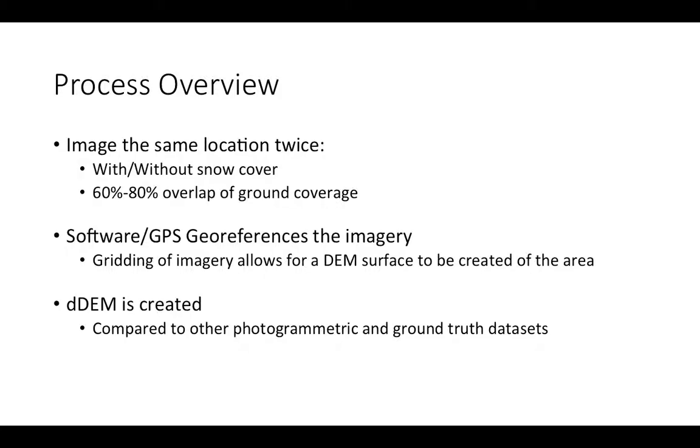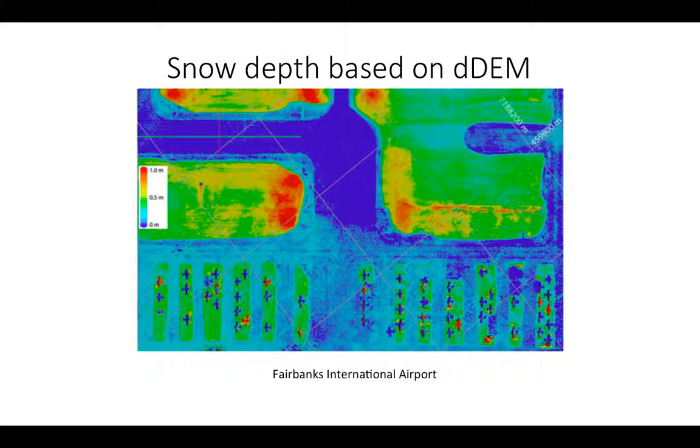And then one DEM would be subtracted from another DEM, so one with snow would be subtracted from one without, and then you would get the difference DEM, and that's used to compare against other photogrammetric processes and specifically the ground truth data sets.